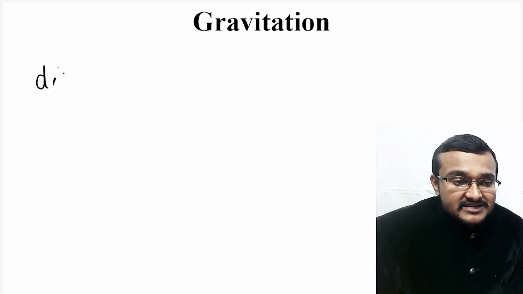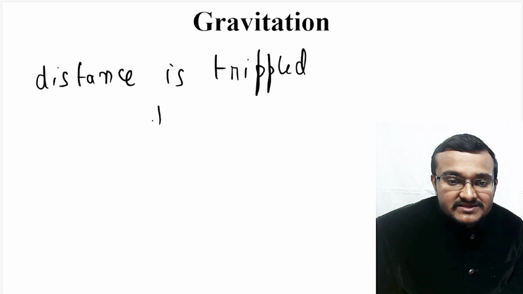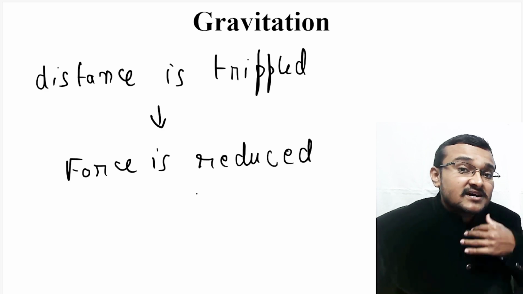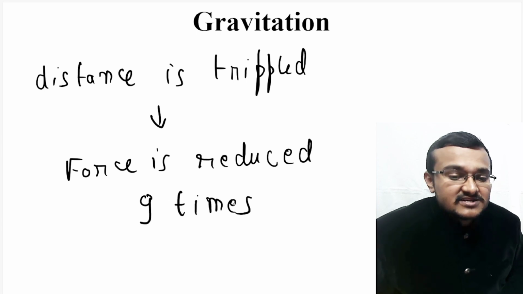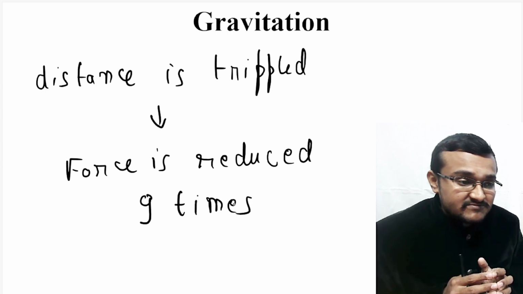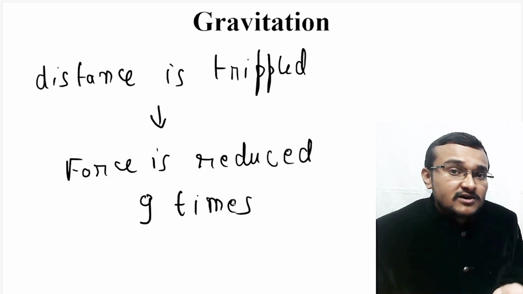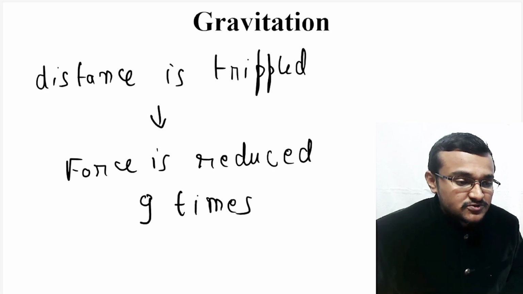Here if distance is tripled, that means if distance is increased by 3 times, then force is reduced by 9 times, because F3 was equal to F1 divided by 9. So the new force will be reduced by 9 times. If distance is doubled, force is reduced by 4 times. If distance is tripled, force is reduced by 9 times. So this is the answer for the second question in the sixth question.